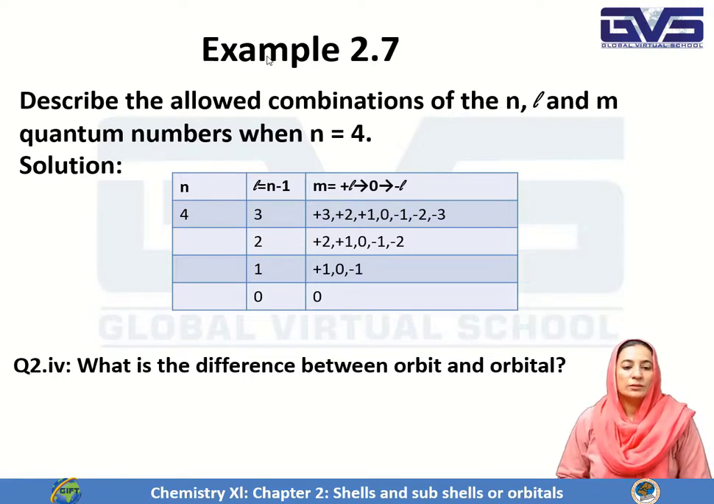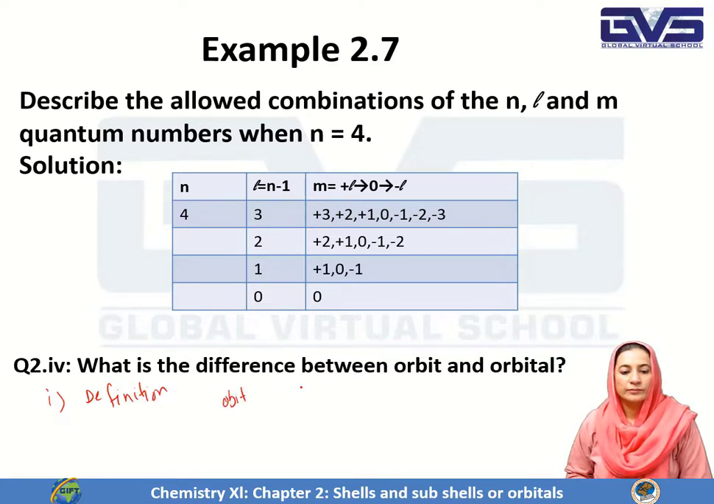Question: what is the difference between orbit and orbital? First you can give the differentiation by their definitions. Define orbit and orbital. Orbit is the space or the path around the nucleus where the electron revolves, while orbital is the space around the nucleus where the probability of finding the electron is maximum.